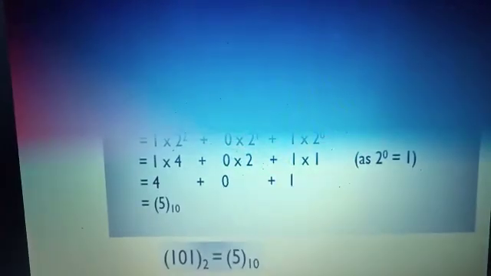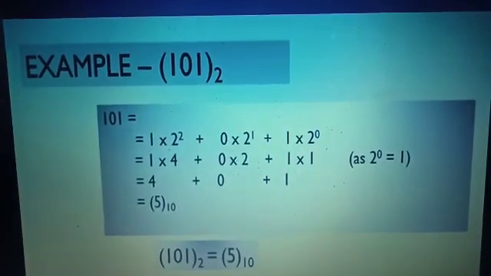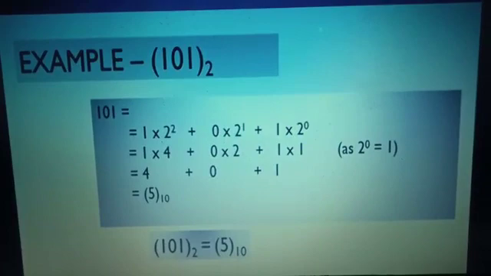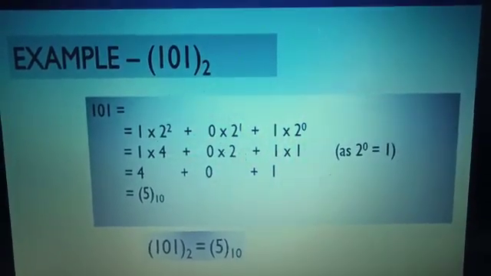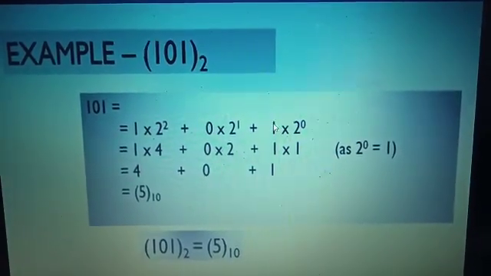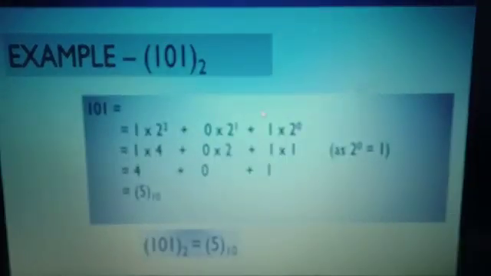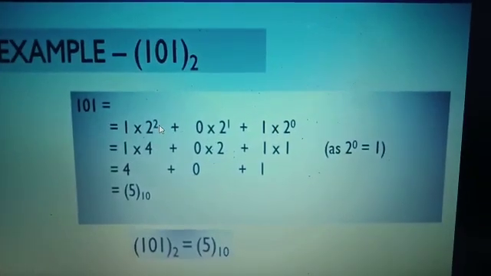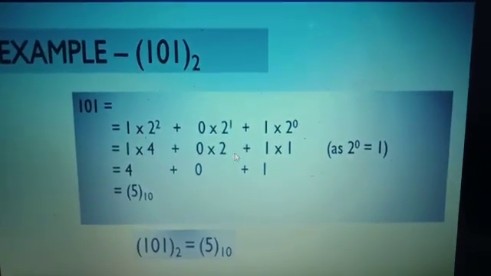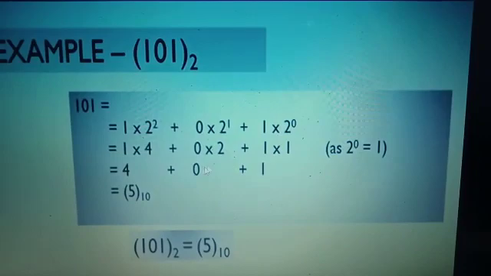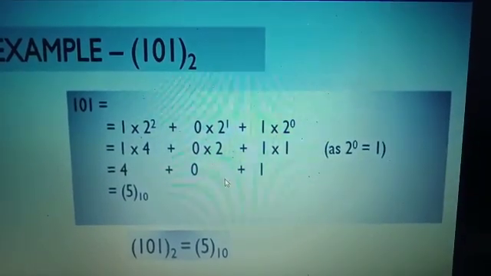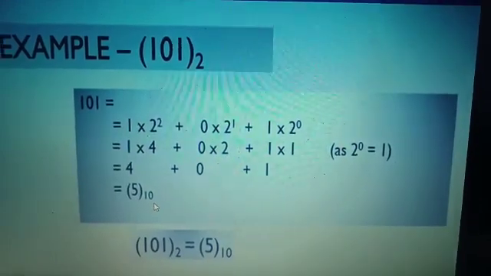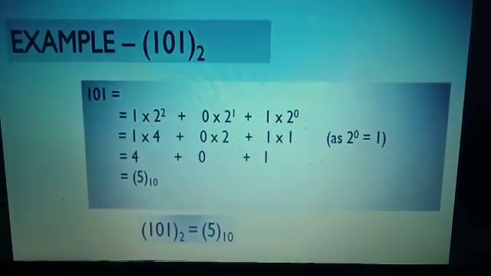One more example you can see. 101, the same we have to do. For 101 you take the base, and at the top you write the values from the right side onwards: 0, 1, 2, because there are 3 digits, starting from 0, 1, 2. So 1 into 4 plus 0 into 2 plus 1 into 1. Then you add 4 plus 0 plus 1. You will get 5. 5 is which number? Decimal number.